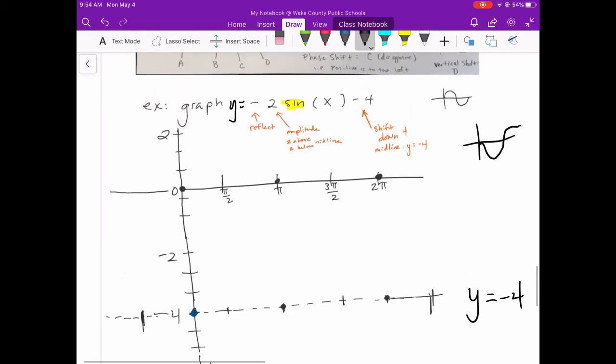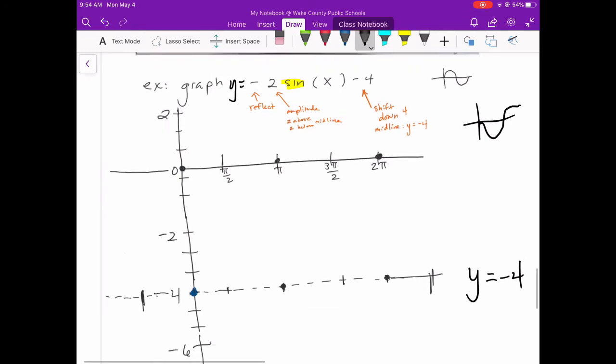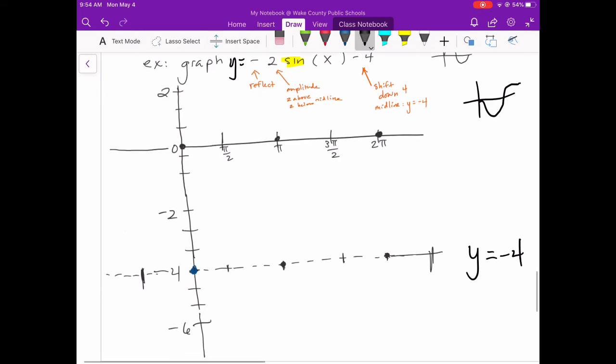Now, the amplitude, that's what this 2 is, that vertical stretch. So that means that I'm going to be 2 units above the midline and 2 units below the midline. So I'm still going to have a sine wave. I'm still going to start at 0, and I'm going to start decreasing and then increasing because of the reflection. But I'm only going to go down 2 units and up 2 units. All right, so notice that I've also got this thing labeled. What is 2 units above -4? Well, that's -2. And what's 2 units below -4? That's -6. All right, so let's see if we can put all this together now.